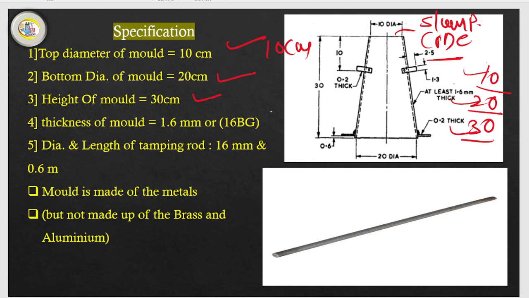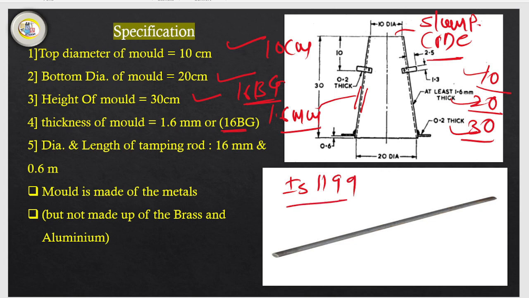Now, the thickness of the mold is 1.6 mm. It can again be represented as 16 gauge, which is the standard way to represent it. It is also given in IS 1199, for the sampling of fresh concrete. You have to remember this.